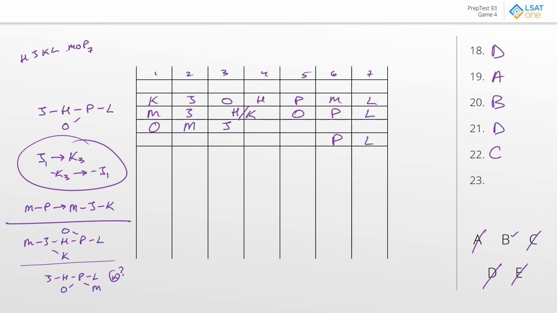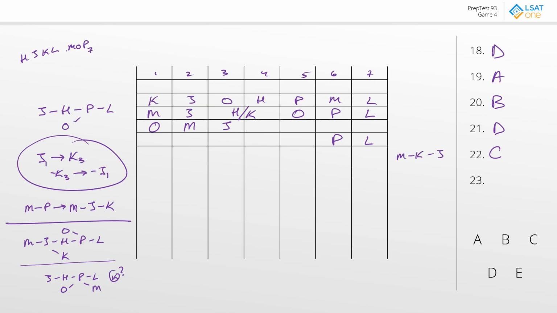Lastly, question number 23. What cannot be true? All right, let's go. Answer choice A. K is later than M and before J. So hang on, let's quickly write that down. So K is after M and before J. So could we have, wait, no, that's not what that says. K is after M and before J. There we go.